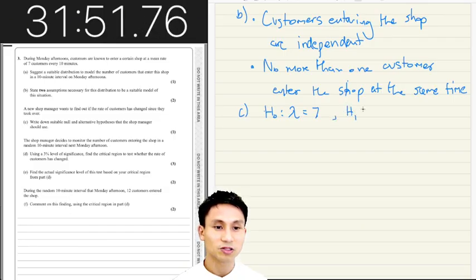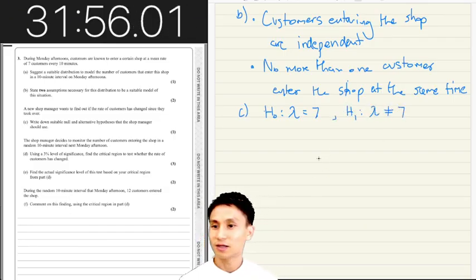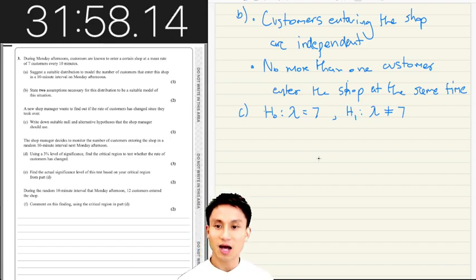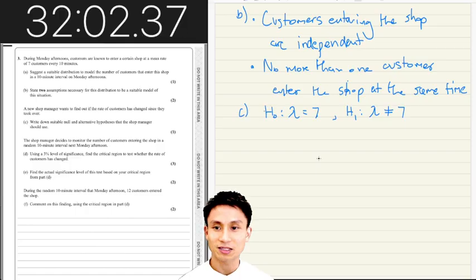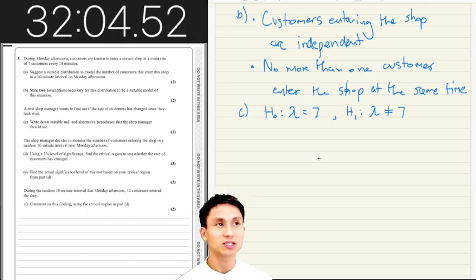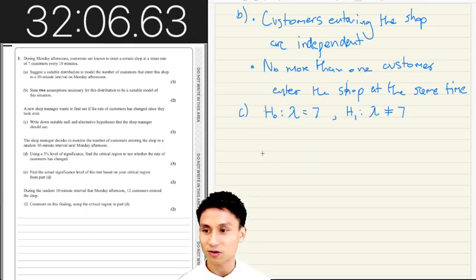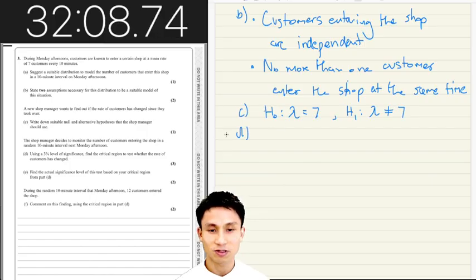The alternative hypothesis would be lambda not equal to 7, because the manager only believes that it's not equal to that, or has changed. That's the keyword, has changed. So has changed, it could be either increase or decrease, right? Okay, that's done for C, actually.